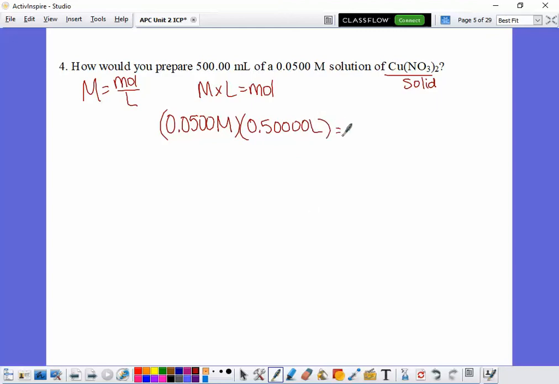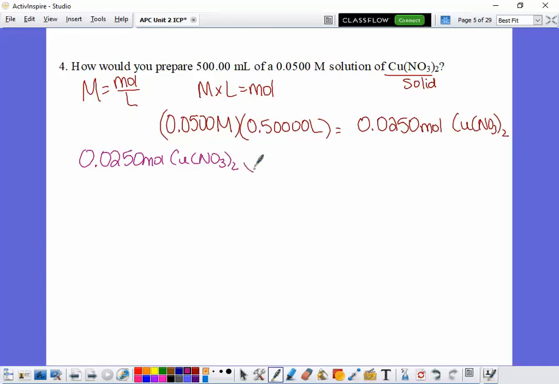Liters. So this will tell me the number of moles of copper 2 nitrate, and then I can do a quick mole conversion using the molar mass. So how many moles is that? 0.0250 moles of copper 2 nitrate. And then I'm going to do a mole conversion, converting that to grams. So we need the molar mass of copper 2 nitrate.